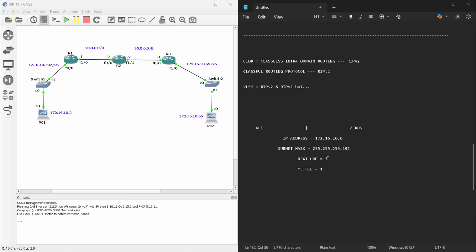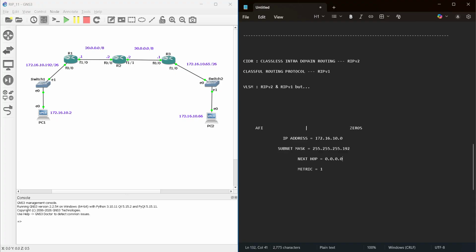So let's suppose I take the example of this network, R1's network. According to you, what will be the next hop? Naturally, if you want to answer, you will answer 20.0.0.1, right? This one. This is a very natural answer. But in this case, this is not the answer. The answer will be 0.0.0.0.